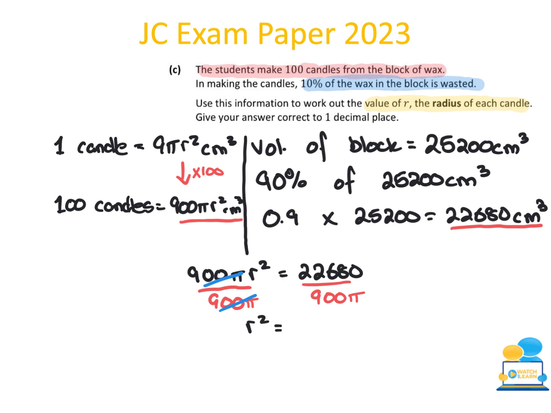On the right hand side, I can just input 22,680 divided by 900 pi. You will find the pi button in your calculator. This gives me a value of 8.02141. Now I have r squared on the left hand side.